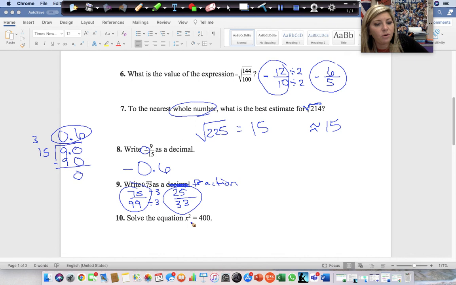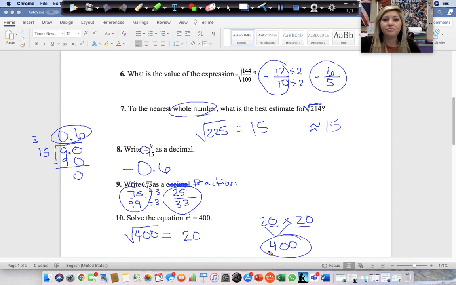Now it says solve the equation x squared equals 400. That is the exact same thing as saying what is the square root of 400. So you have to think in your head what two numbers that are the same can be multiplied together to get 400. And that answer is going to be 20. 20 times 20 gives us 400. 2 times 2 is 4, and then we have 2 zeros. Okay, moving on.